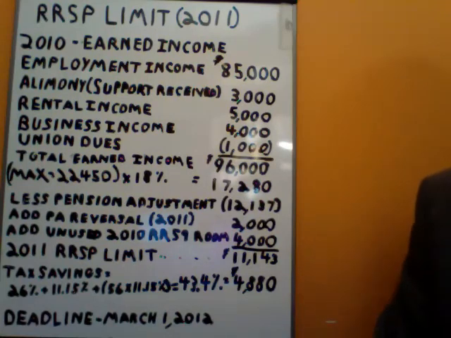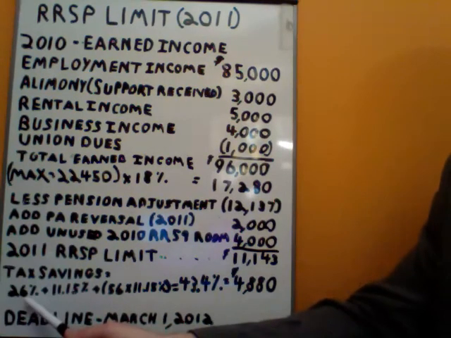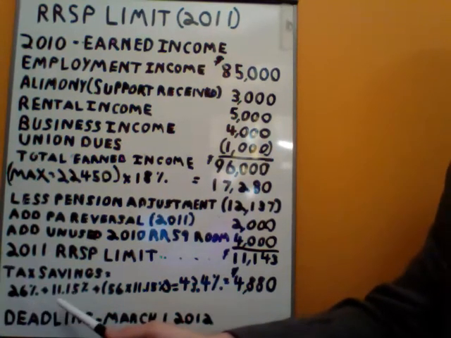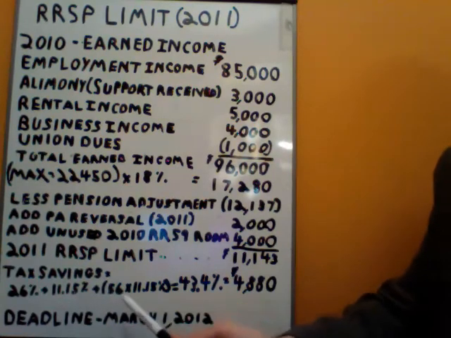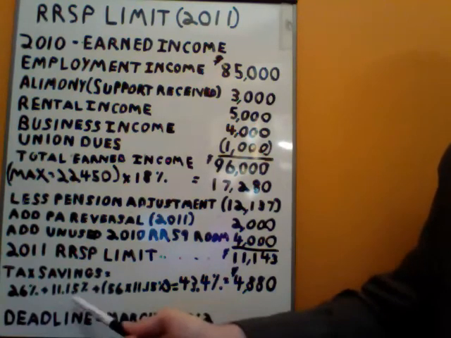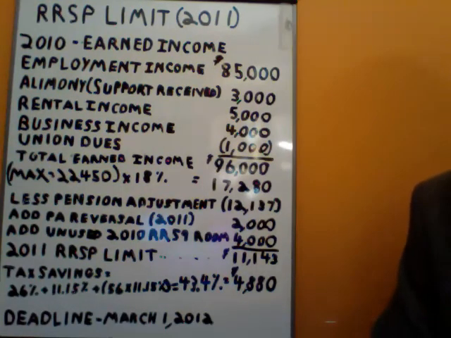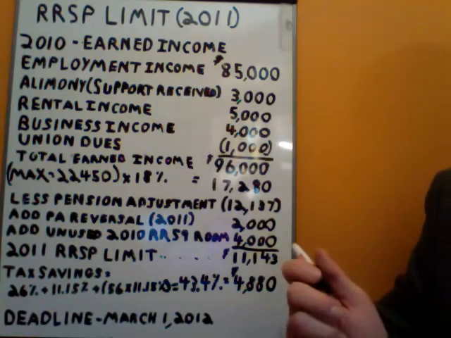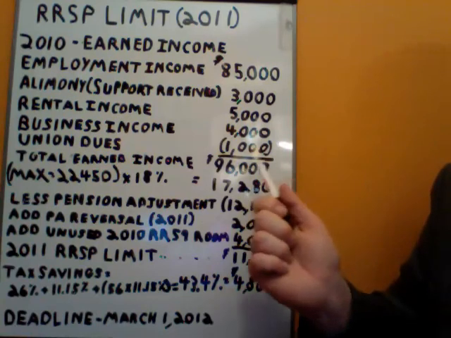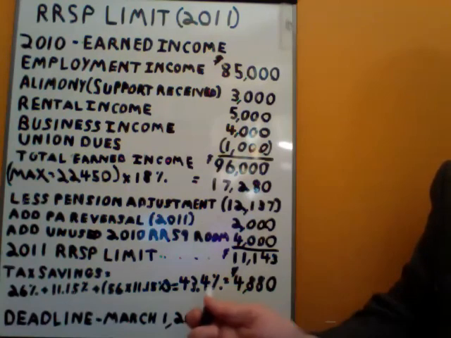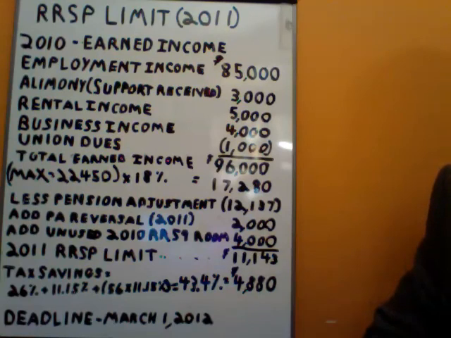43.41% at $96,000. That's made up as follows: 26% federal tax, plus 11.15% Ontario tax, plus surtaxes in Ontario, which is 56% of 11.15%. That works out to 43.4% at $96,000. So when you make an RSP contribution of $11,143 at this amount, $96,000, you would be saving 43.4% in taxes by making that RSP contribution.